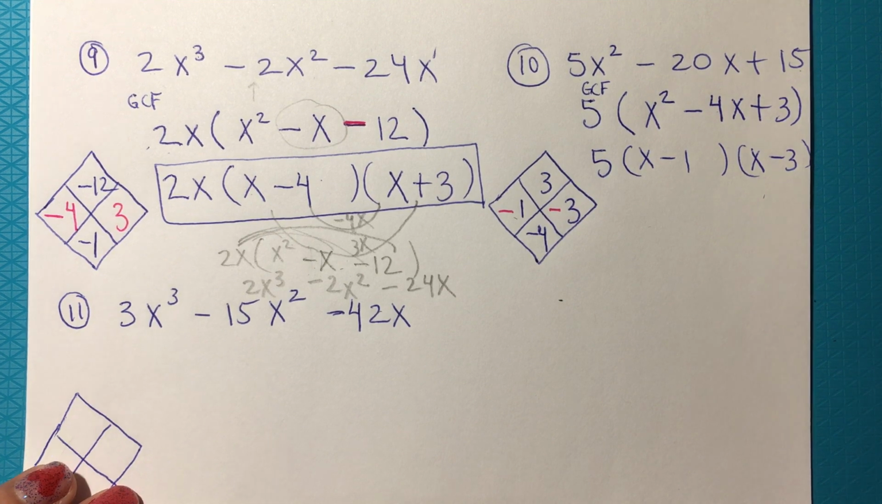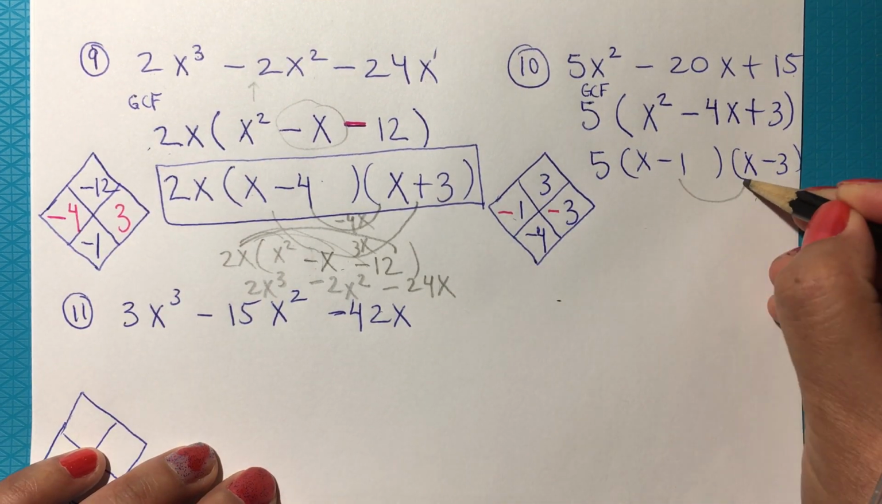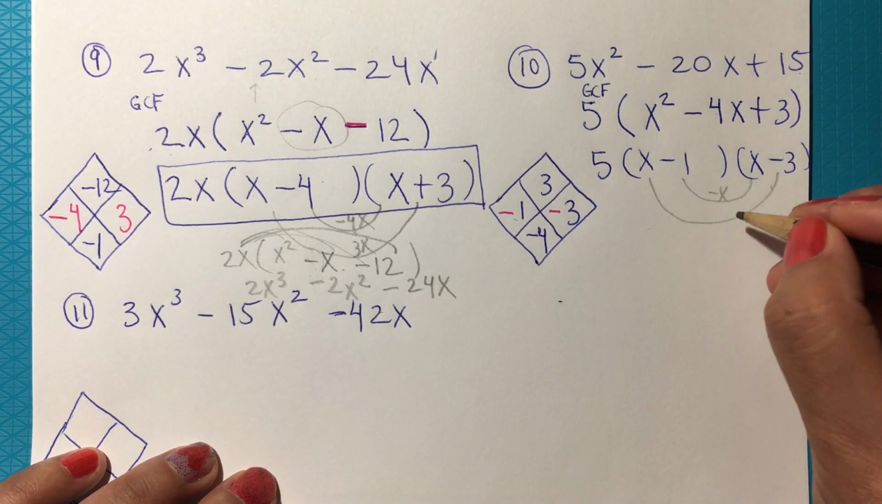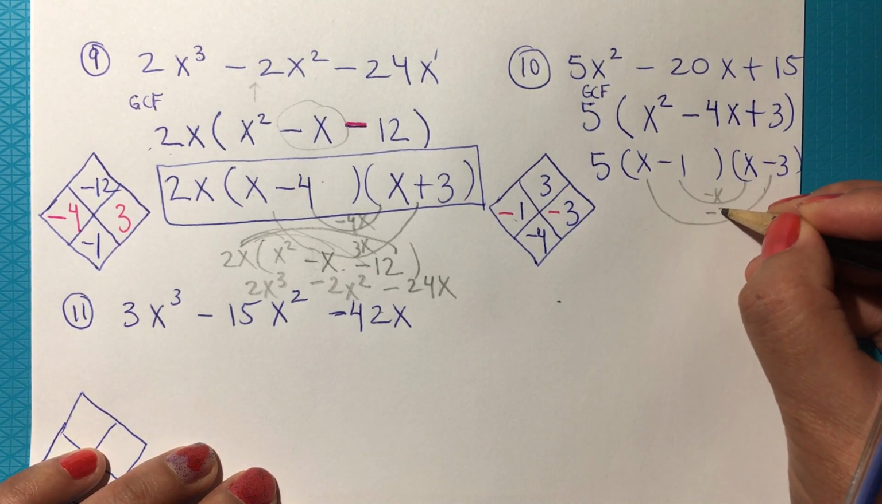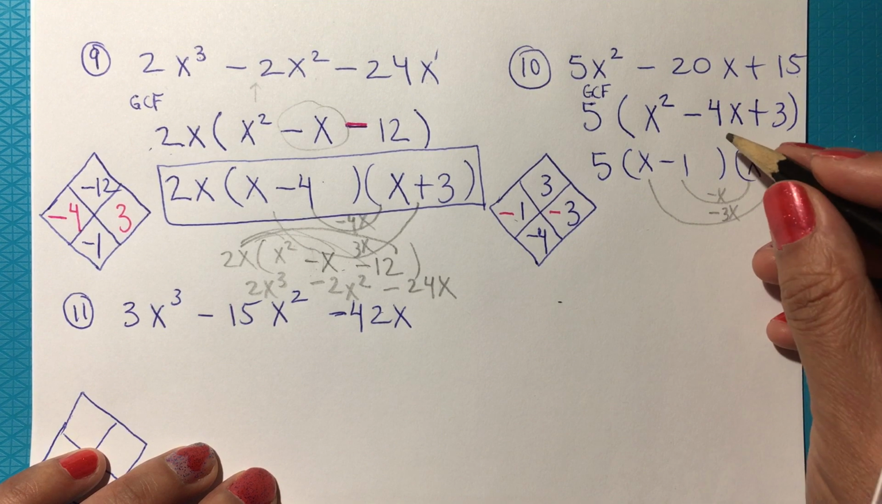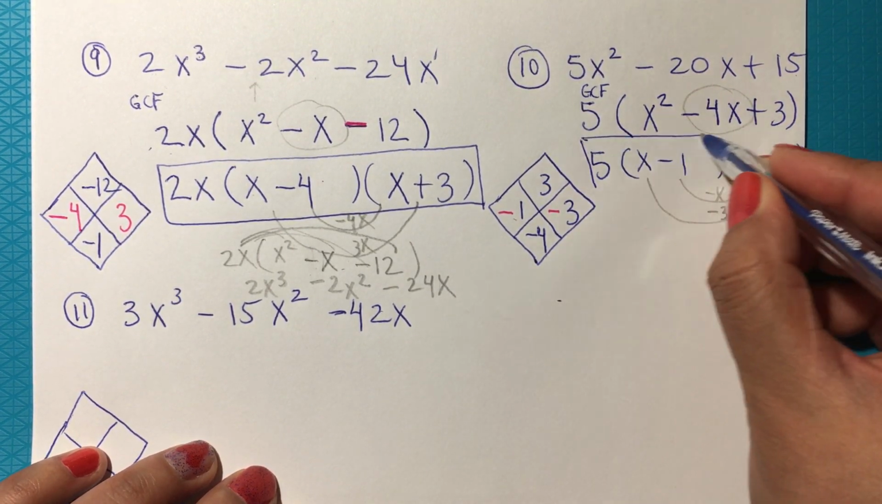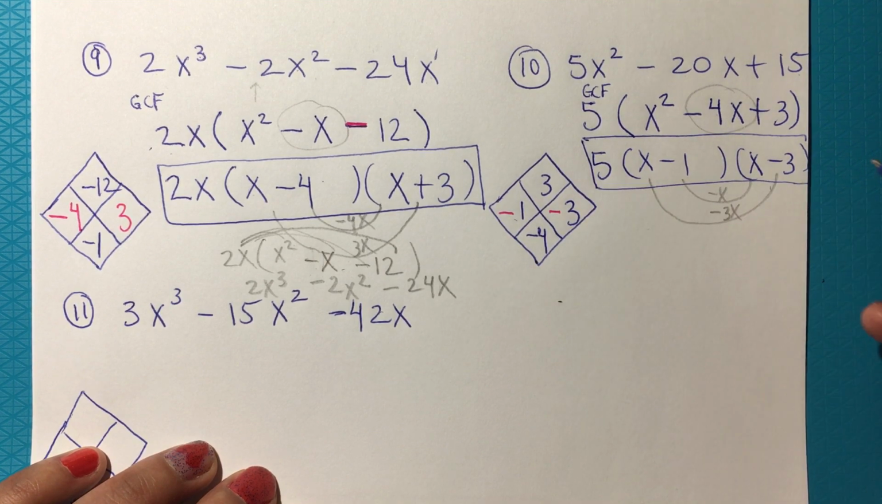Again, if you want to check with the happy face, negative 1 times x is negative x. X times negative 3 is negative 3x. And together is negative 4x. Okay, those are our factors.